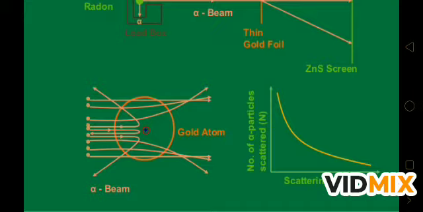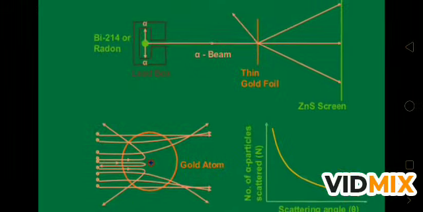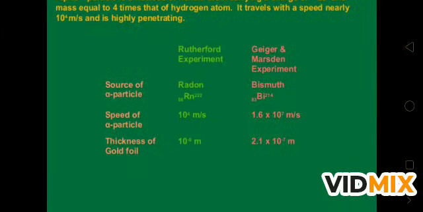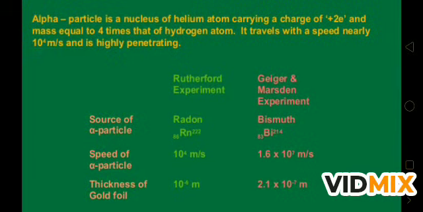And this is also the curve between the number of alpha particles scattered, that is capital N, and the scattering angle theta. All these things you had learned in the previous chapter. An alpha particle is a nucleus of helium atom carrying a charge of plus 2e and mass equal to 4 times that of hydrogen atom. It travels with a speed of nearly 10 to the power 7 meter per second and is highly penetrating. This experiment was performed by Rutherford and also Geiger and Marsden.